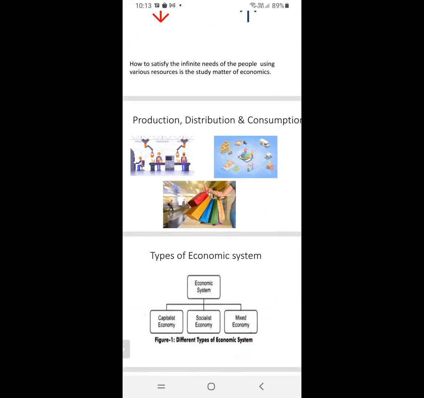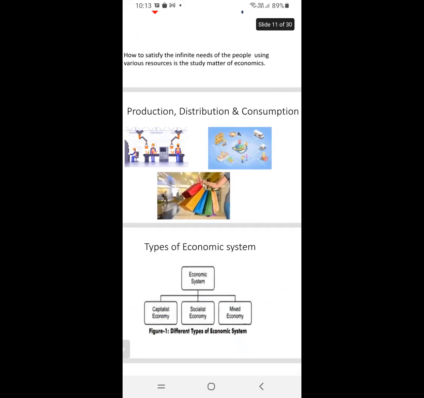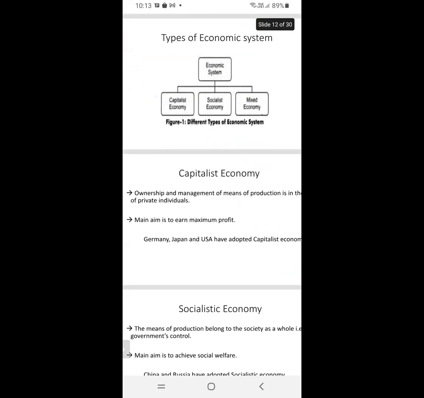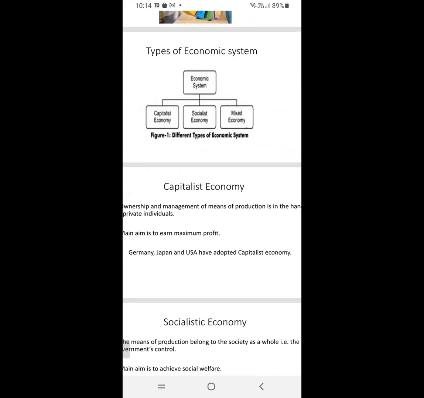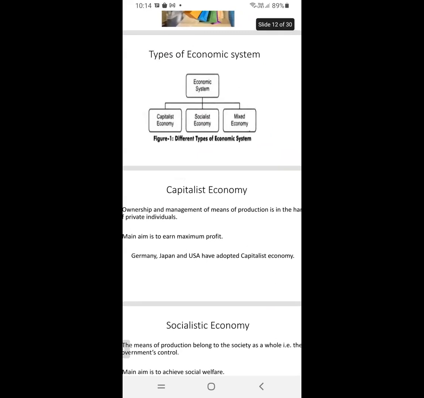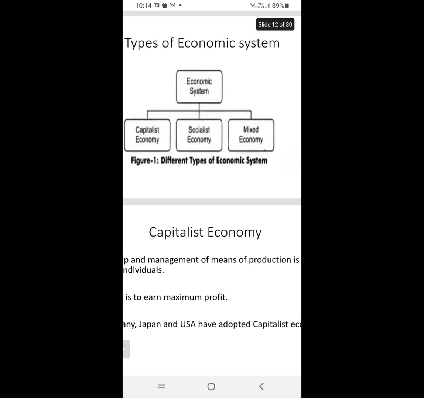And then another one is demand and types of economic system. It is very interesting. There are three types of economic system that countries all over the world are following according to their economic status. See, capitalist economy, socialist economy, mixed economy. These are the different types of economic system.